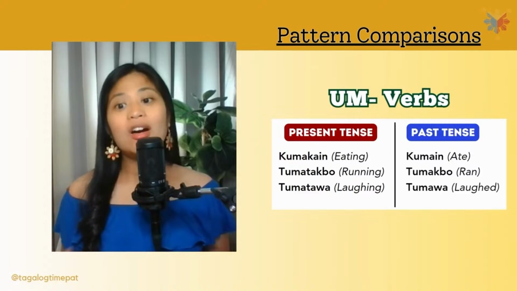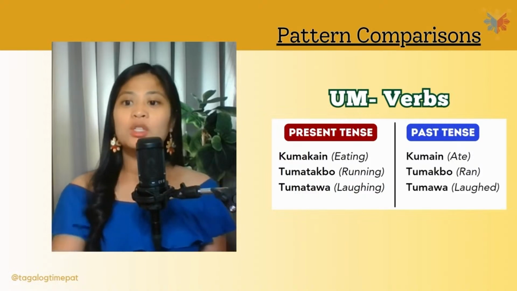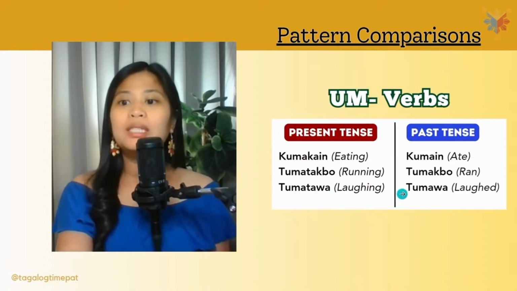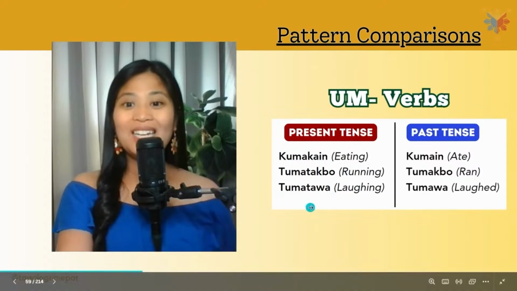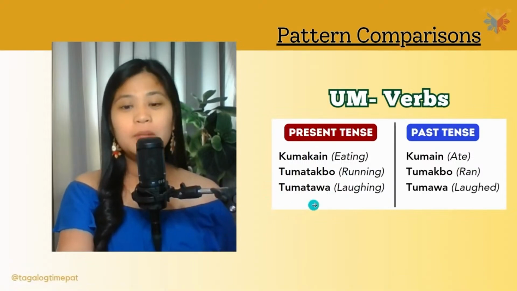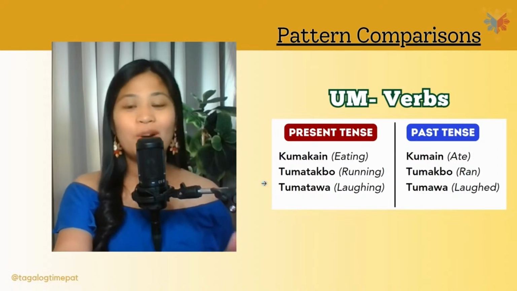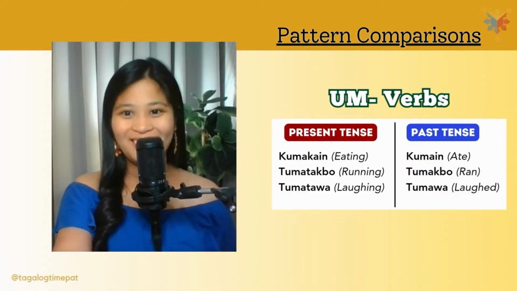Tumatawa sila. They are laughing. In the past tense, it's tumawa. Tumawa sila. They laughed. Again, if you need to review the present tense conjugation patterns for verbs, be sure to watch lesson 3 because I go over all of that and there are practice questions as well.